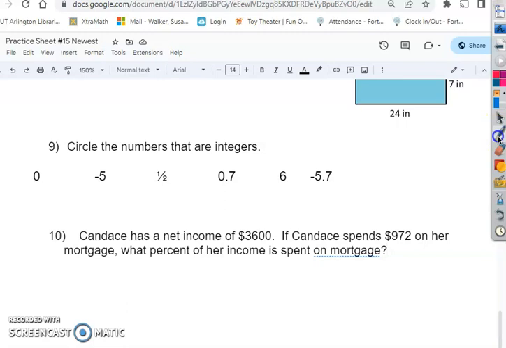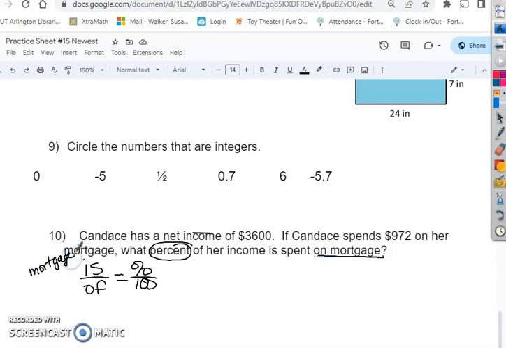Number 10. Candace has a net income of $3,600. If Candace spends $972 on her mortgage, what percent of her income is spent on mortgage? So, what percent is spent on mortgage? We do not have a percent, so we cannot change the percent to a decimal and multiply. We have to use our backup method. Is over of equals percent over 100. Now remember, these have to match. The question is asking for mortgage. So that's what I'm literally going to put on top.